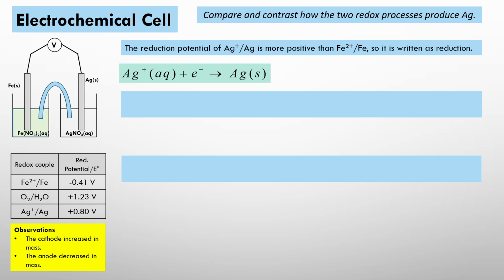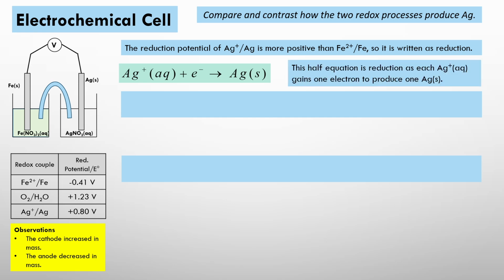Well, we need to state that it's the reduction equation and give an explanation as to why. Not the explanation based on the reduction potentials, but by looking at this equation, how can we state that it is reduction? So the first thing we can say is each of these silver ions gains electrons, because the electrons are on the left hand side. Each silver ion gains one electron to form one solid atom.